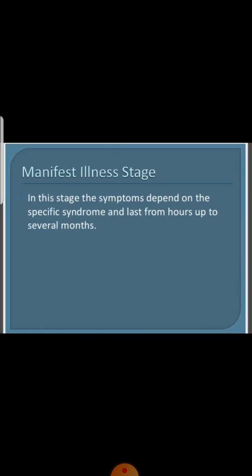The next is the manifest illness stage. That is the stage that depends on the specific syndrome, and it can last from hours up to several months. This is the dose that is necessary to produce a given syndrome.